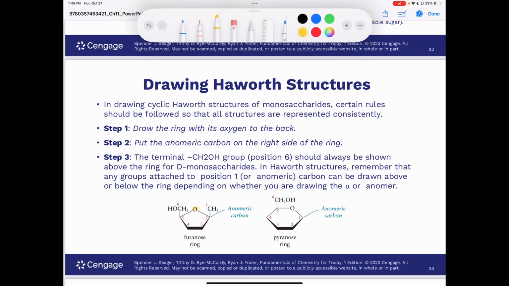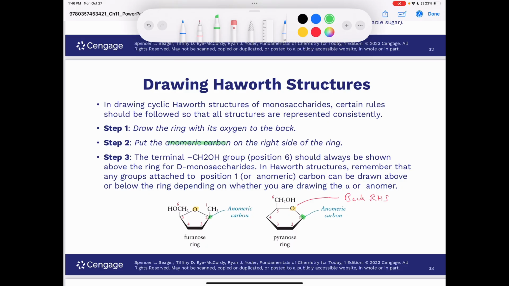So you can see for the furanose here, we have our five-membered ring with the oxygen in the back. For a pyranose, we have a six-membered ring where the oxygen is in the back, but I'll just point out it's in the back right-hand side. In this case, I'll just put RHS for right-hand side. Step two, put the anomeric carbon on the right side of the ring. So the anomeric carbon is going to be here on the right side of the ring.